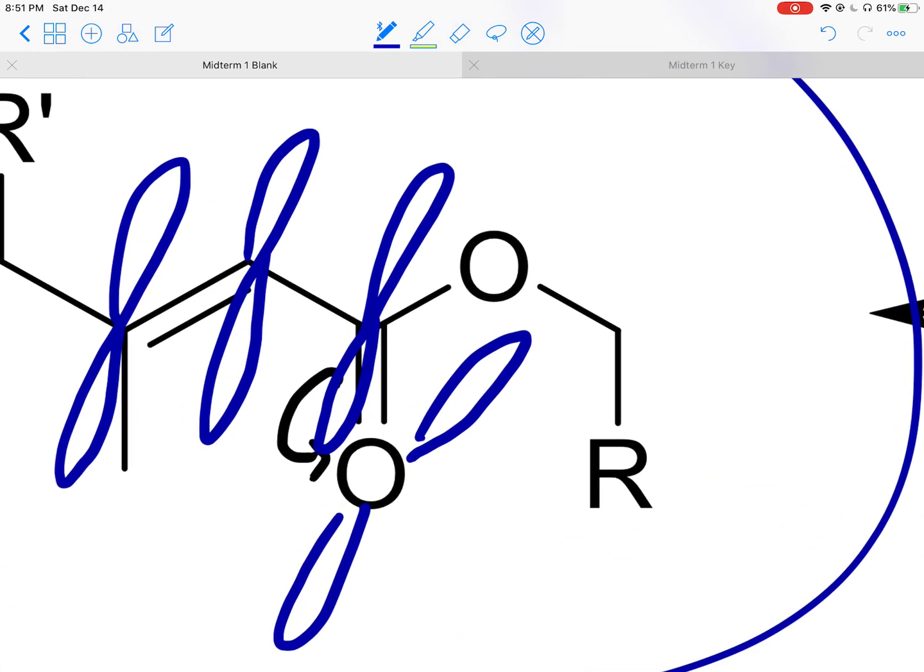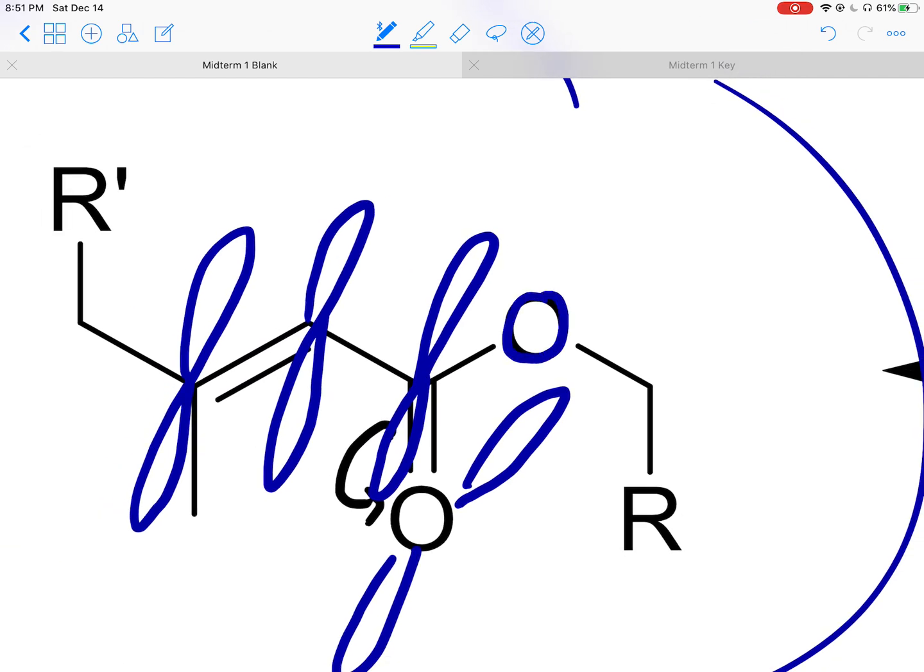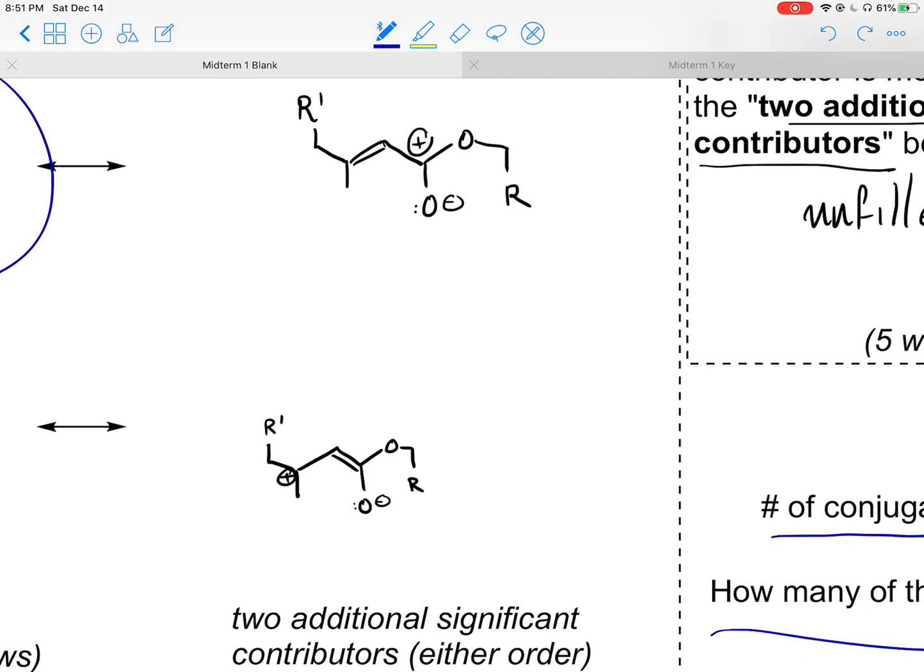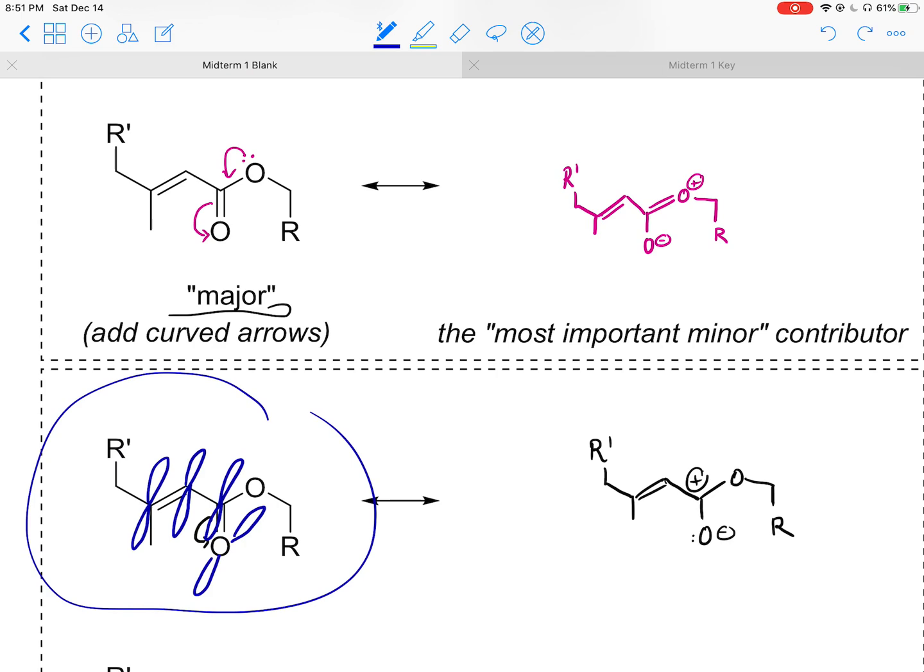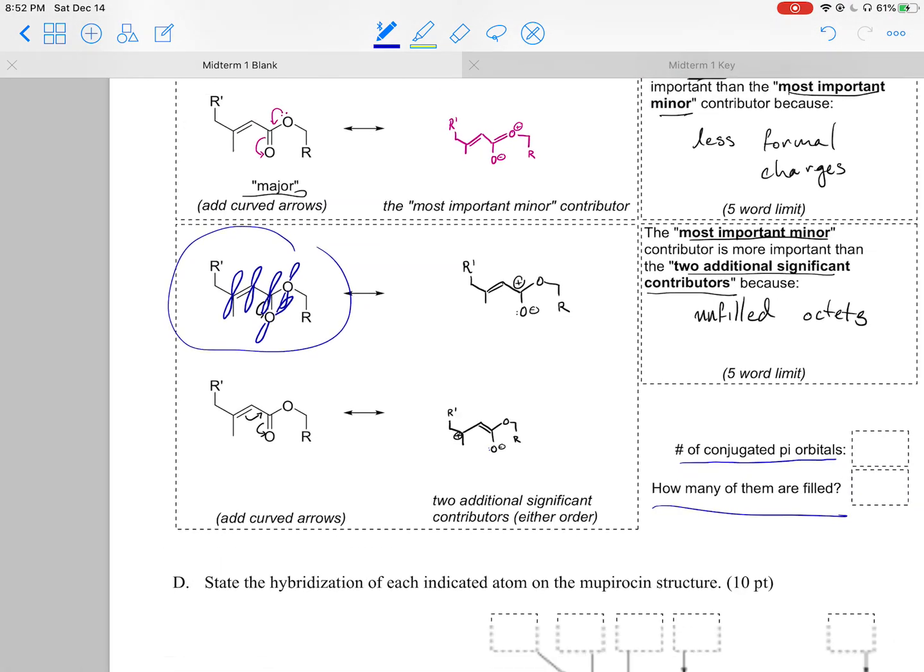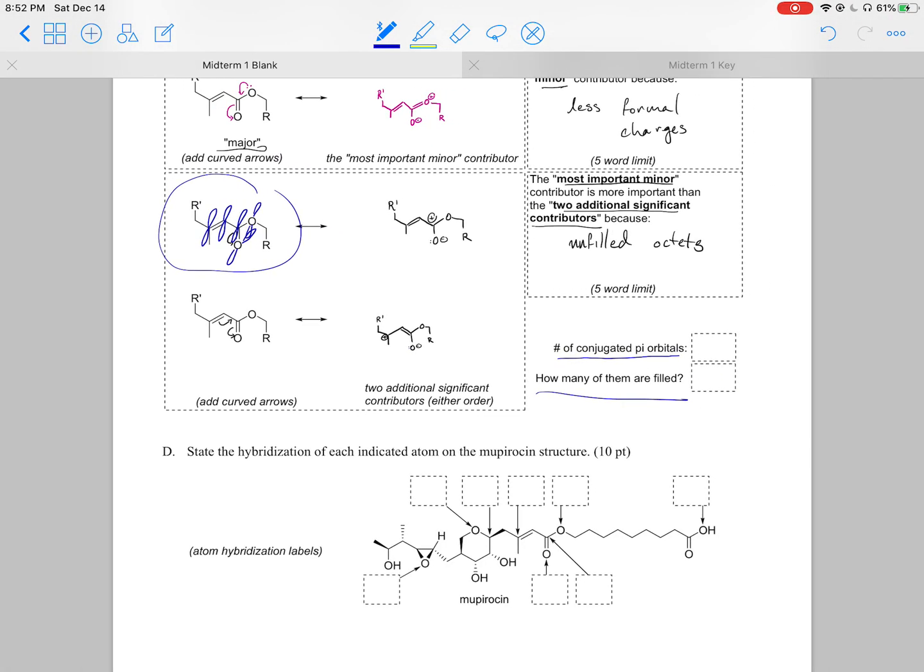And then there's one on the oxygen that's contributing to the carboxyl. And then even though this oxygen isn't contributing into any of the pi bonds in this particular major resonance contributor, it is participating in this pink one. Yeah, it's just participating in this pink one. So there's also a p orbital on this oxygen right here that is contributing to the number of conjugated pi orbitals. So there are 5 conjugated pi orbitals. And then how many of them are filled?